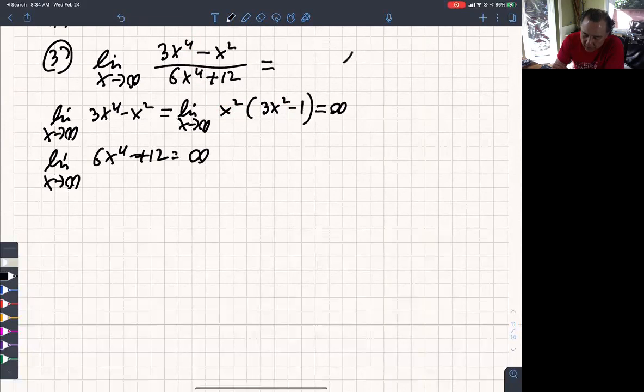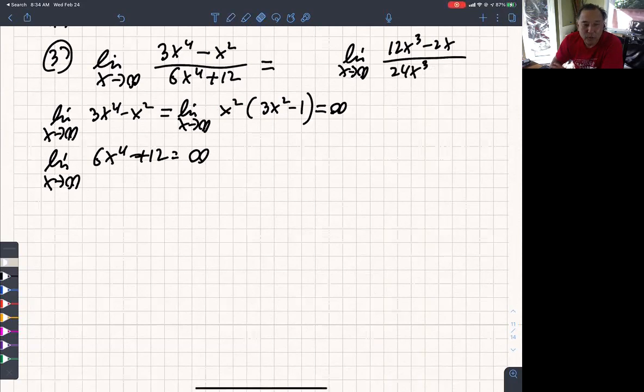So using L'Hopital's, we say the limit as x goes to infinity. The derivative of the top is 12x cubed minus 2x. The bottom is going to be 24x cubed plus 0. All right, we're going to have to do L'Hopital's 3 more times. So in this case, it's actually faster dividing by x to the fourth. It comes out quickly. But to do L'Hopital's again, I have to show that it applies.